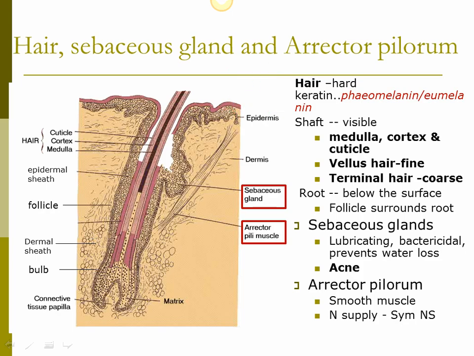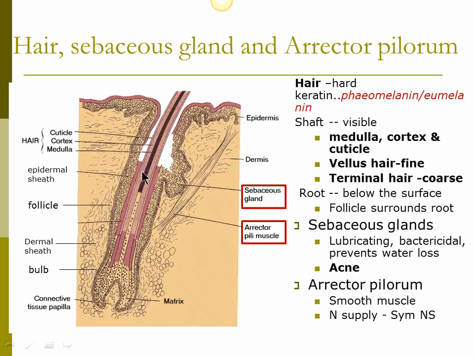Vellus hair is very, very fine hair. Usually children are born with it. And terminal hair is the hair which is really coarse. It's the kind of hair that you find on your scalp. So that was the shaft, which is the part that is visible and above the surface.